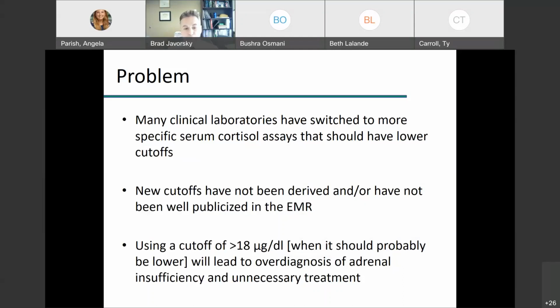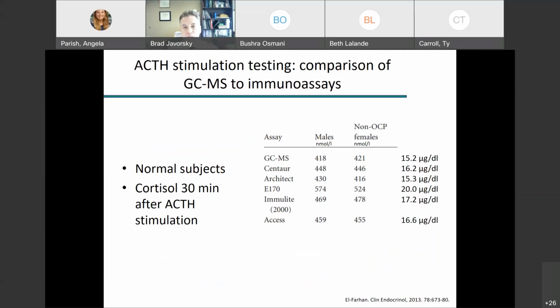And when you use a cutoff of over 18, when it should probably be lower, that could lead to the overdiagnosis of adrenal insufficiency, and as a result, unnecessary treatment. So this is the problem that we're dealing with, and we've seen over the last couple of years, there have been some studies that have shown this.